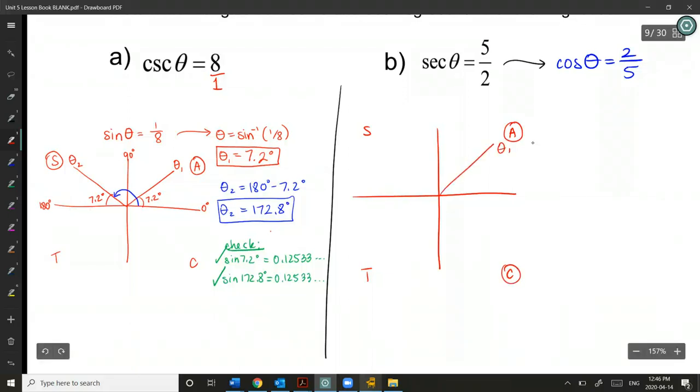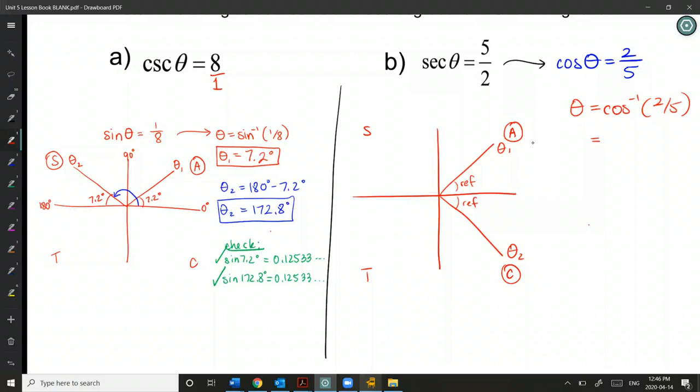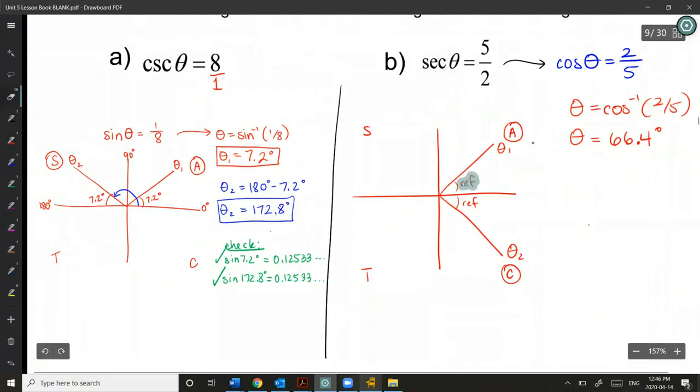Okay, so the first angle that we'll get is the angle in the All quadrant, and then we will find the second angle by using the reference angle inside here. Okay, so use your calculator. We're going to do cos inverse of 2/5. And let's round to 1 decimal place here. This is going to be 66.4 degrees. Okay, that's actually the angle measurement in the first quadrant. And that's also going to be the reference angle. So we're always looking for the angle between 0 and 90 degrees to be our reference.